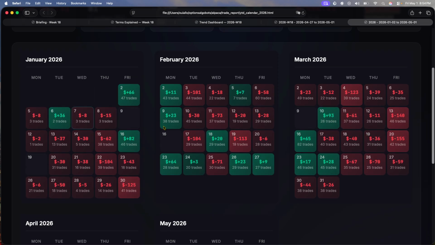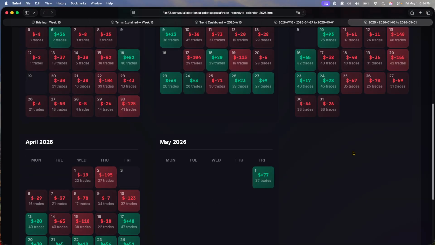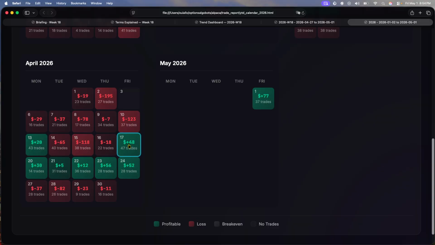So as you can see here, month over month, we're starting to get better. In January, 3 green days. Now in February, we have 1, 2, 3, 4, 5, 6, 7, 8 green days. Then we drop to 4 green days. Then in April, we're back to 7 green days. Now we're starting off May with a green day. Now it's just a matter of consistency, right?